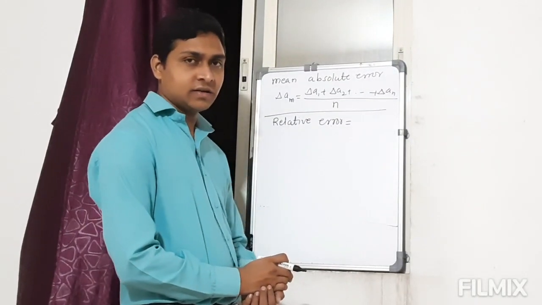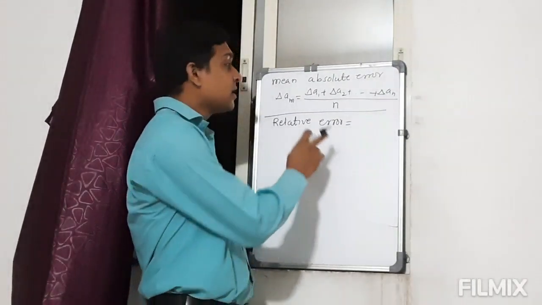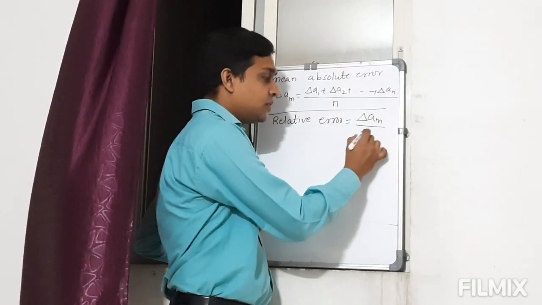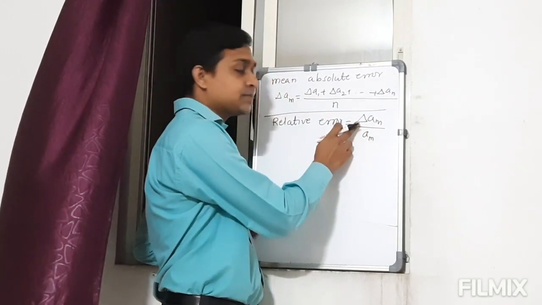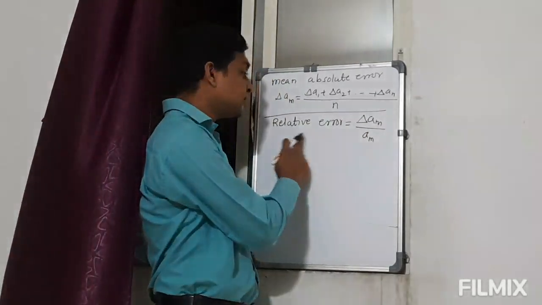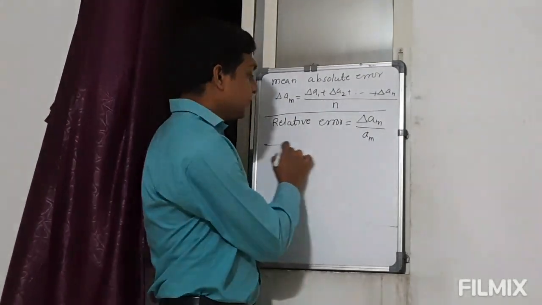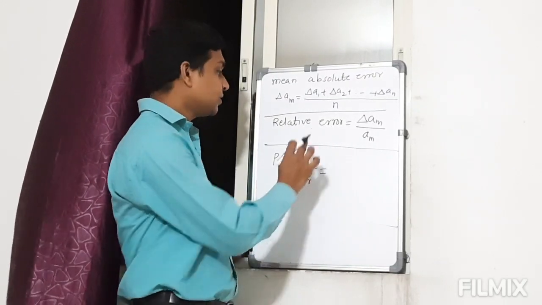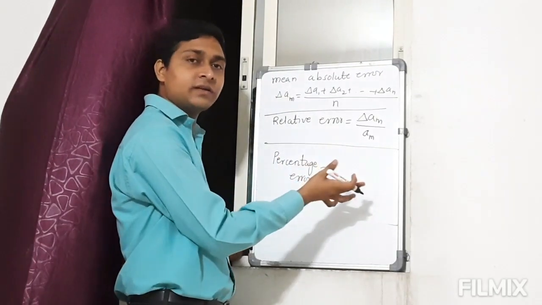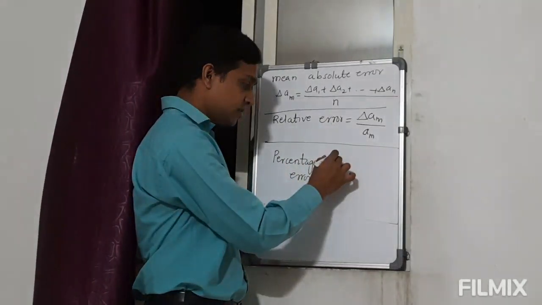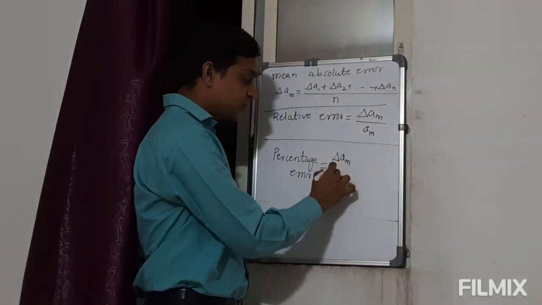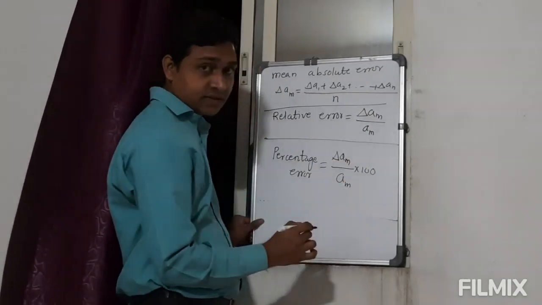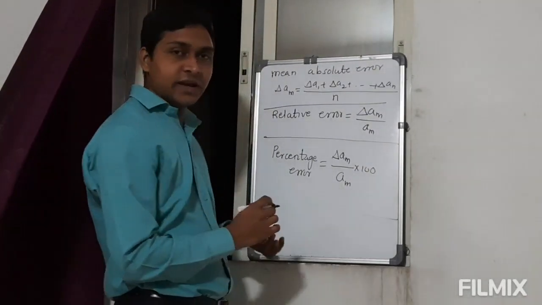Next is relative error. Relative error is the ratio of the mean absolute error, delta AM, upon the mean value, AM. The ratio of the mean absolute error and the mean value is called the relative error. Next is percentage error. If you multiply relative error by 100, that will be your percentage error. So delta AM, the mean absolute error, upon the mean value, into 100 will be your percentage error.